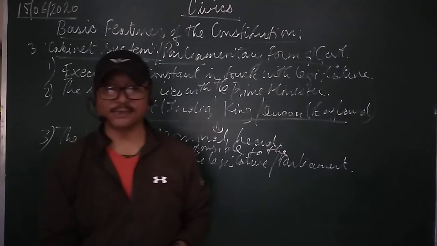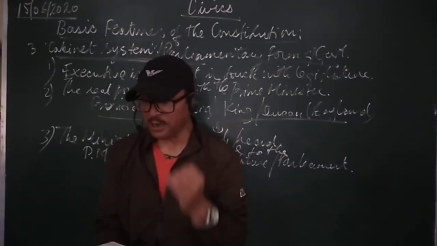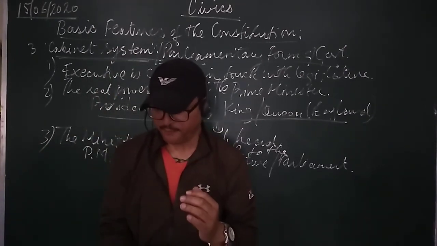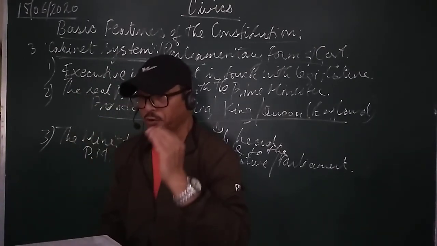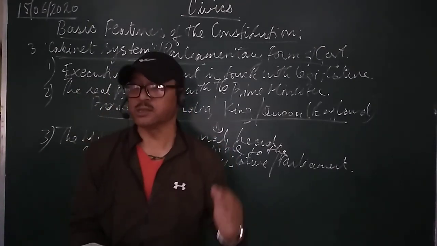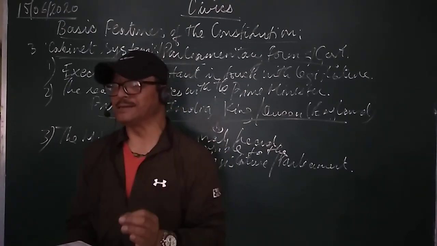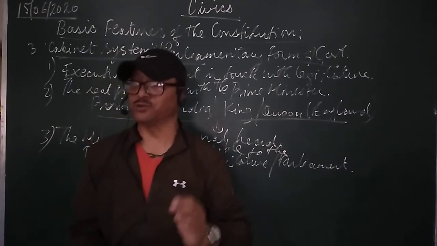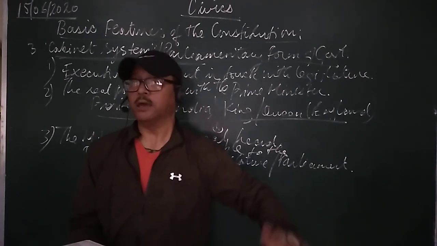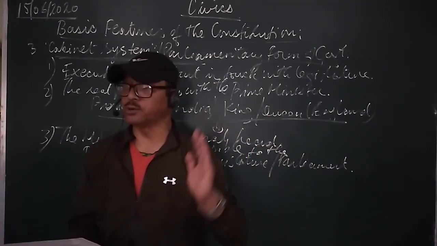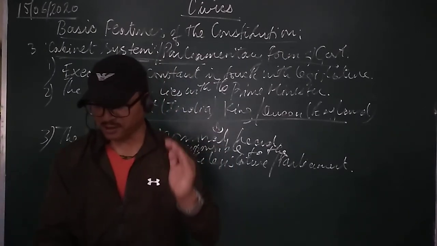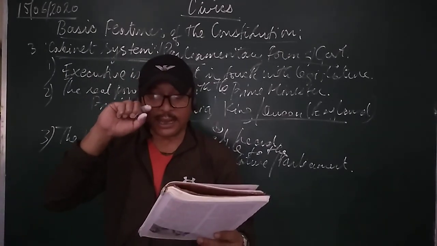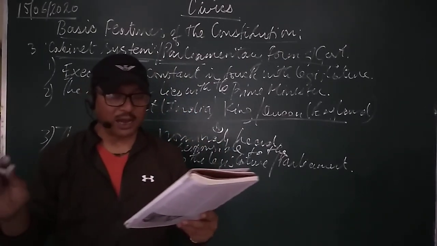What I mean to say is that in the parliamentary form of government, if a vote of no confidence is passed in the parliament, then the existing ministers, everyone, has to resign from their office. Even the prime minister also has to resign from the office if the vote of no confidence is passed in the house. Seen in the light of the above principle, India has a parliamentary form of government.